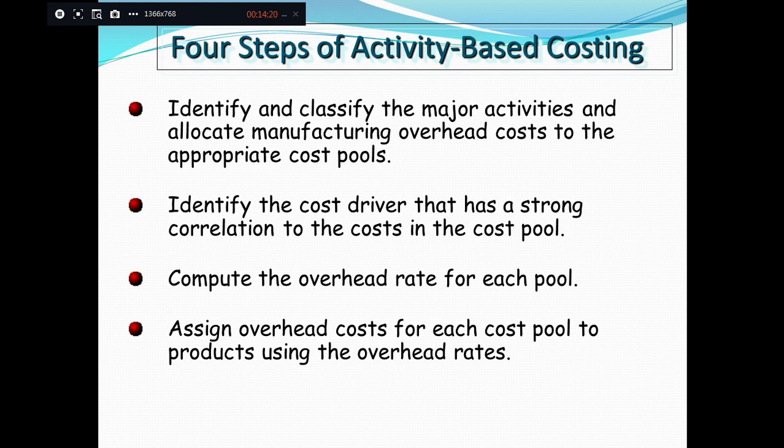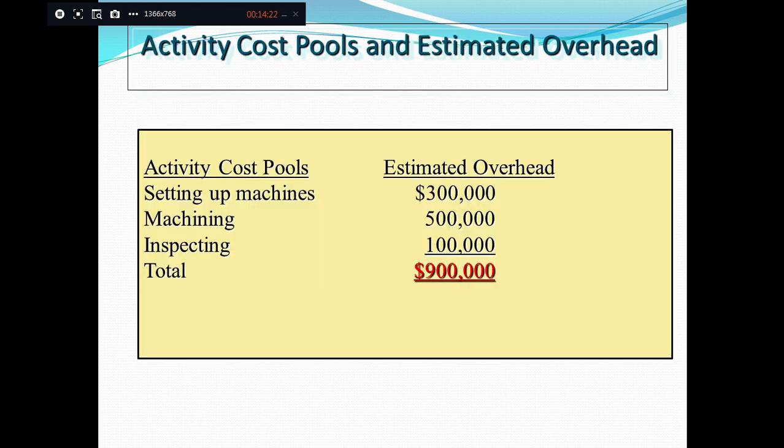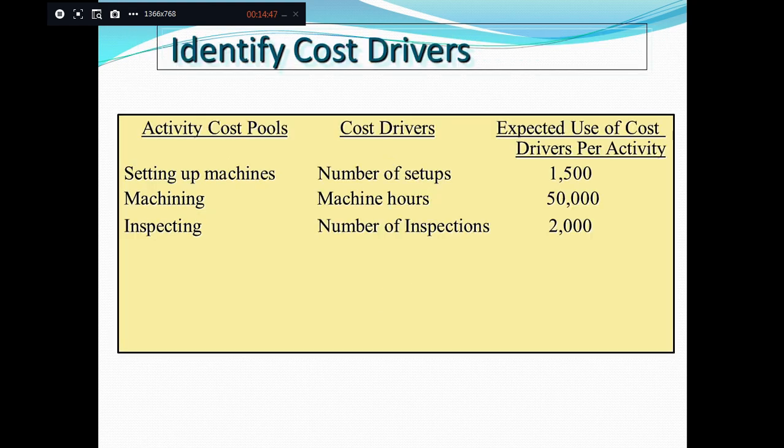So let us go through the example. We have activity cost pools: setting up the machine, machining, and inspection. There are 3 activities, and in each there is an estimated overhead cost. Setting up the machine, $300,000. Machining, $500,000. Inspection is $100,000. Total of $900,000 overhead cost.